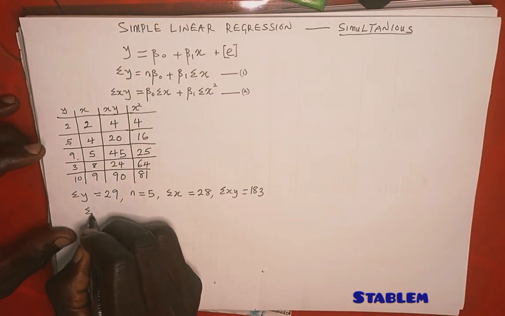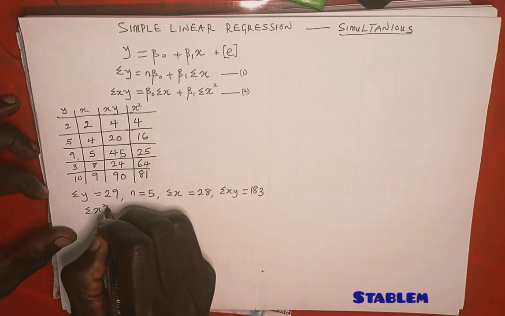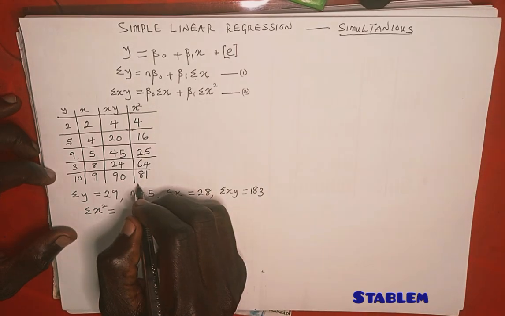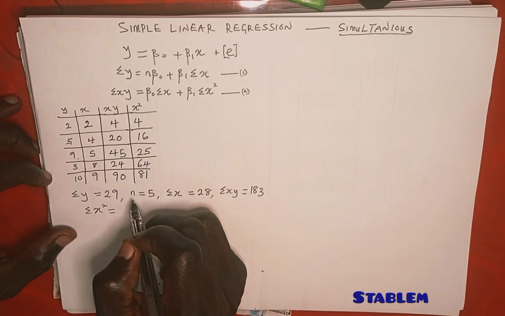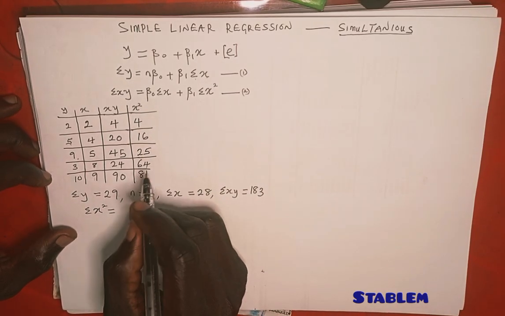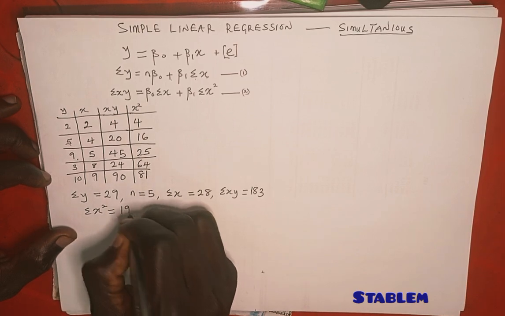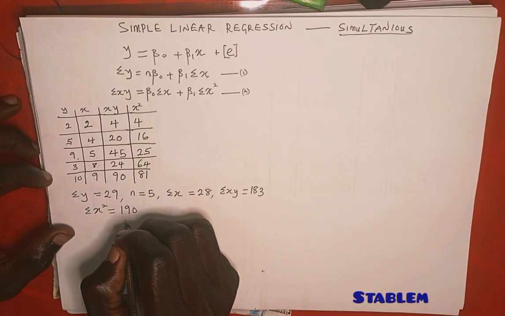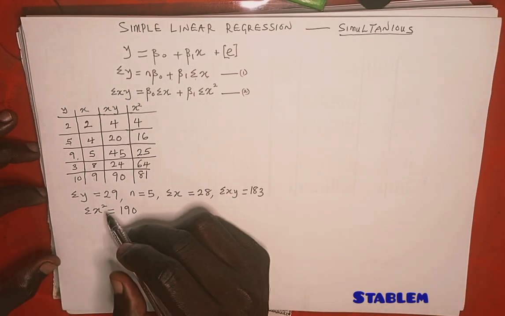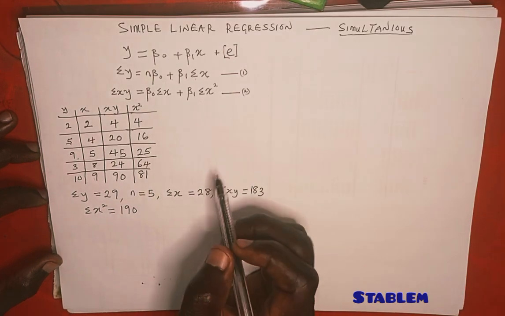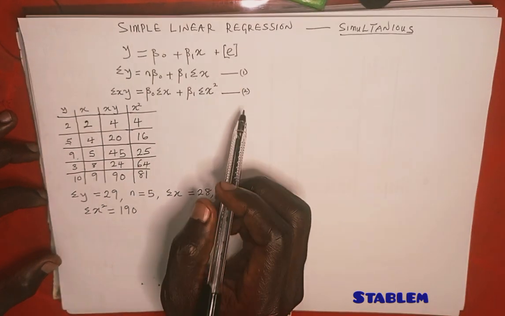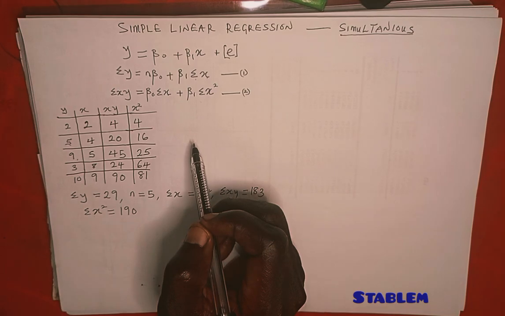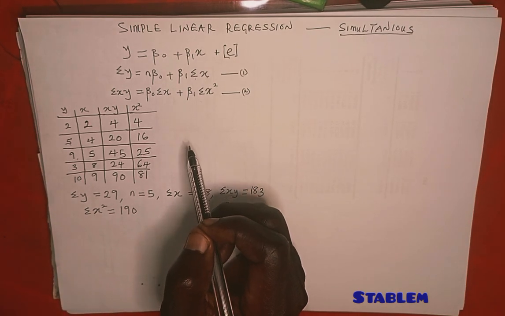So summation x raised to the power of 2, if we add up all these values together, 4 plus 16 plus 25 plus 64 plus 81, that will be 190. All right. Now, each summation here, we're going to substitute into equation 1 and equation 2 so that we can have the real equation.